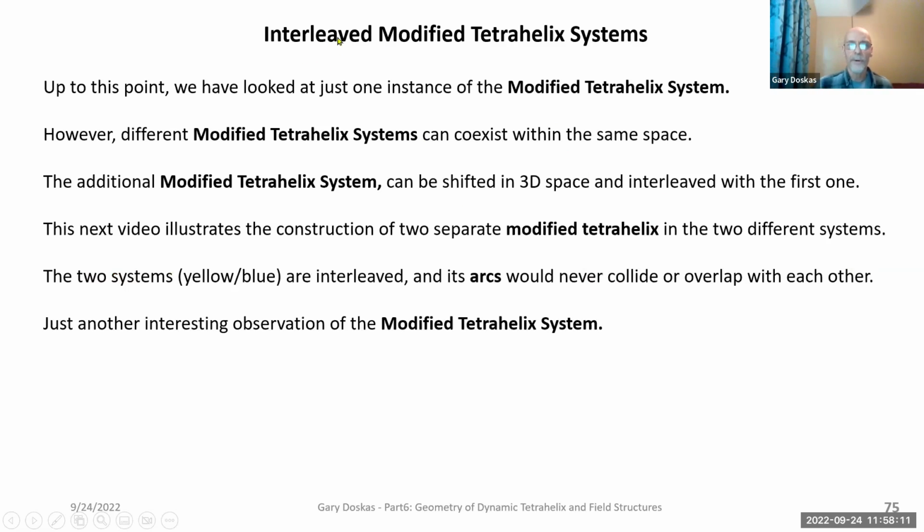Now, this is just an example of interleaving two of these systems together. And up to this point, we just looked at one instance of a modified tetrahelix. But in fact, two of them could coexist in space at the same time, which I'll show in the next video.